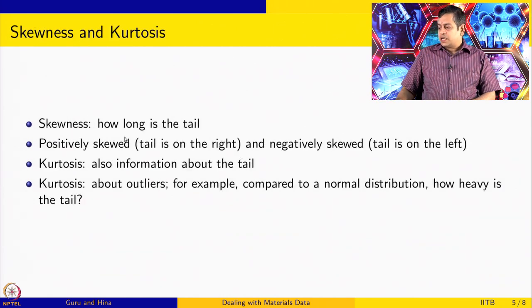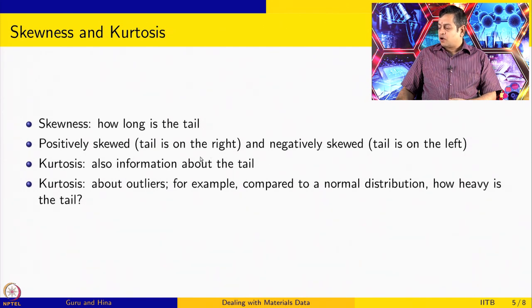In order to understand how this works, of course, it is important to know about skewness and kurtosis and you might have already been taught about skewness and kurtosis. Skewness tells how long is the tail and it is said to be positively skewed if the data is having a long tail on the right and it is said to be negatively skewed if the tail is on the left side of the data.